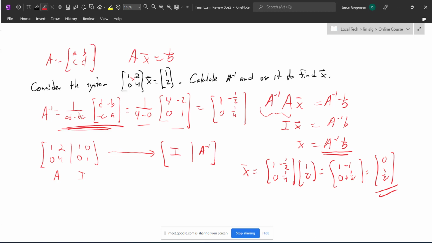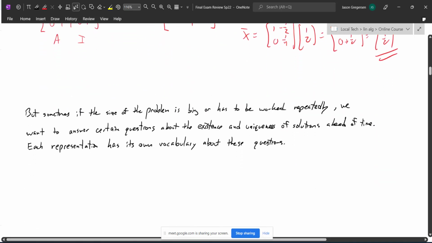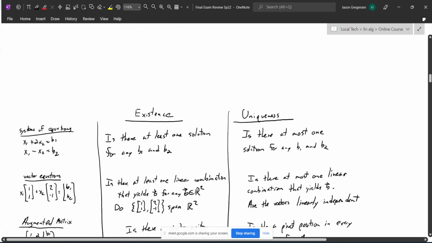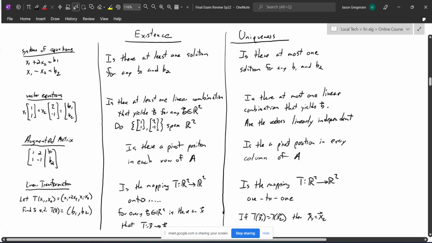All right, so now we have two different ways to solve these matrix equations or vector equations or linear systems. But sometimes, if the size of the problem is big, or if it has to be worked repeatedly, in other words, you have to keep resolving it for different b values on the right-hand side, we might want to answer certain questions about the existence and uniqueness of solutions ahead of time. However, each of the representations, whether it's a vector equation or a linear system or matrix equation, has its own vocabulary about how we talk about existence and uniqueness. Throughout the course, we went through each of them, and then we summarized them in this big table of information. And so here is my existence and uniqueness table.